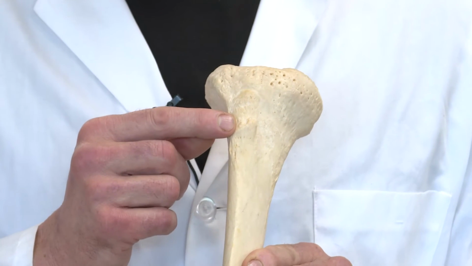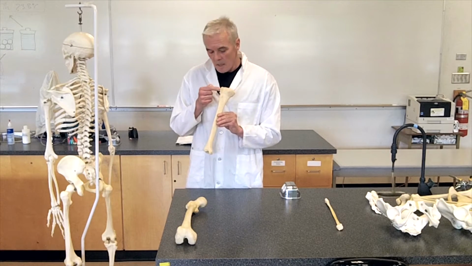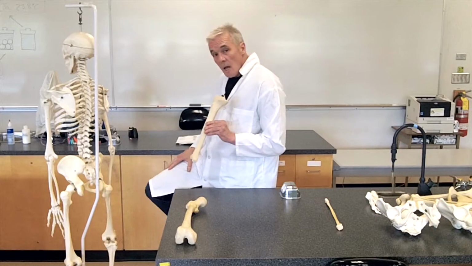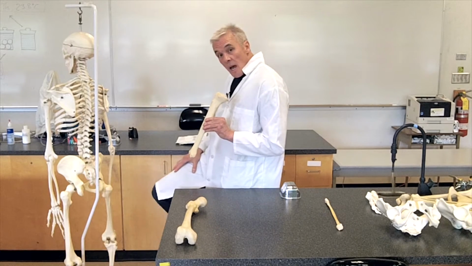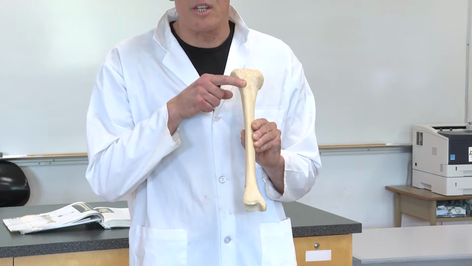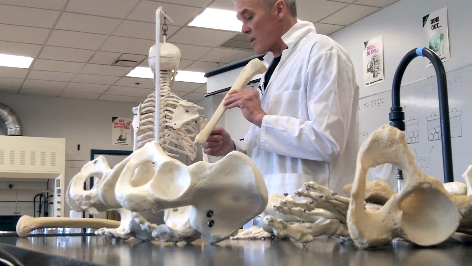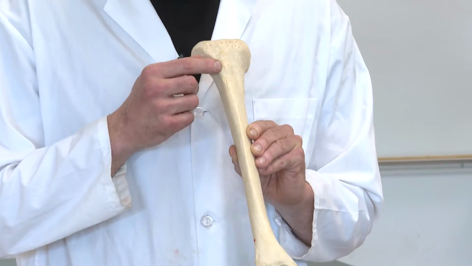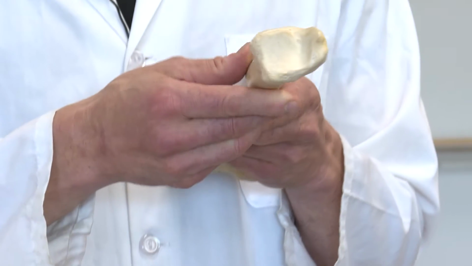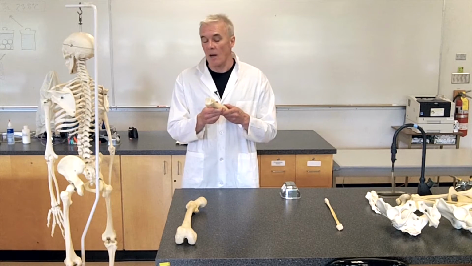This is the tibial tuberosity, and the patellar ligament comes from the patella to the tibial tuberosity, and as the knee flexes, it puts tension on the bone and creates the tibial tuberosity. Of course, this is the shaft or diaphysis of the bone, and when we get to the distal end of the bone, we get to the articulation with the talus of the ankle.